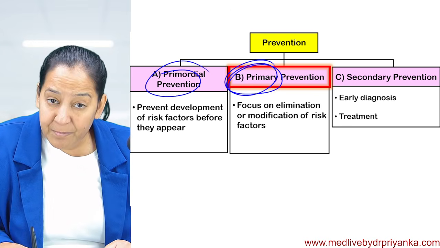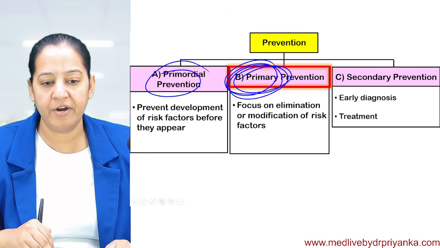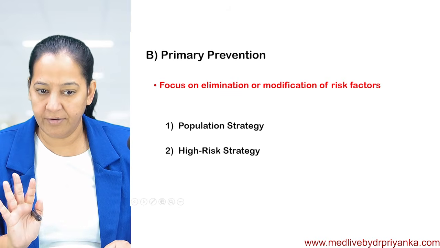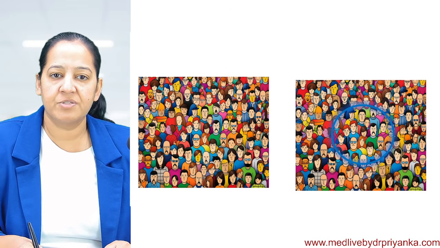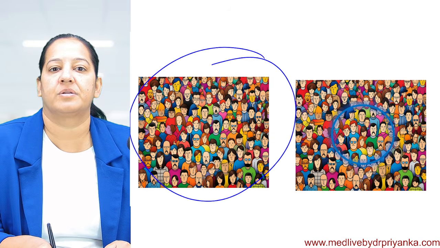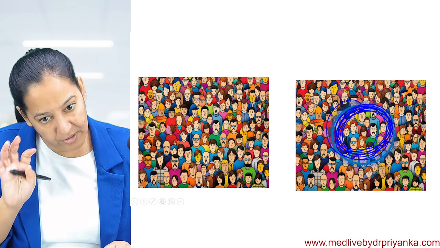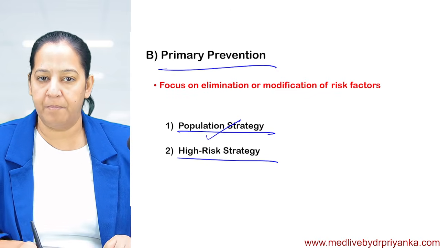The next is primary. In primary prevention, the risk factors are already present, but the disease is absent. The disease has not yet developed. Got it? Here also there are population strategy and high-risk strategy. In population strategy, we give the strategy for the whole population. In high-risk strategy, we screen only the high-risk people and give the preventive measures only to them, not the complete population.